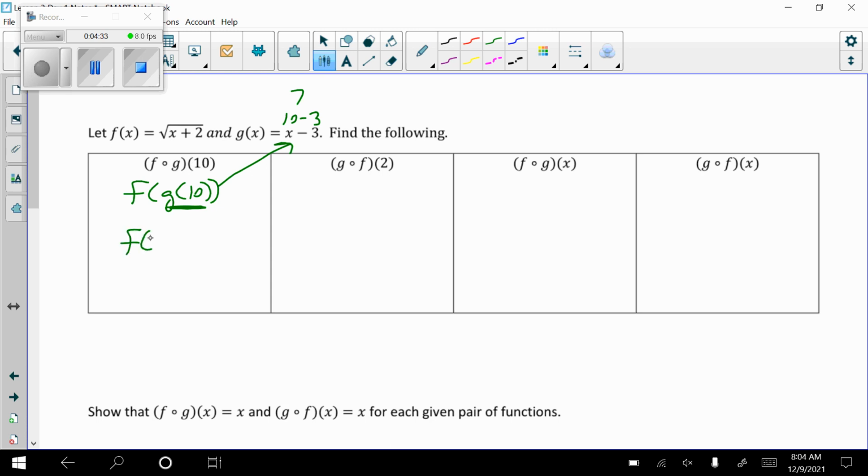So I'm going to say f of 7. Now I'm going to plug that 7 in here. 7 plus 2 is 9. The square root of 9 is 3. So my final answer is 3.